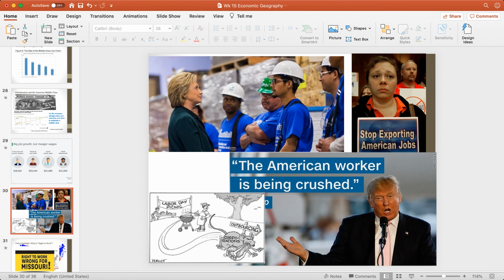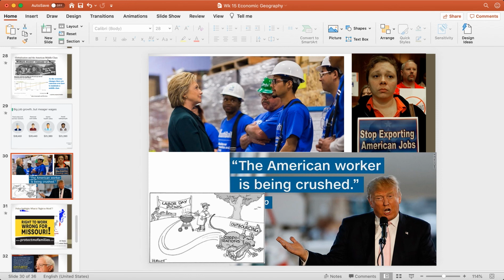So they're saying the American worker is getting hurt. Stop exporting American jobs. Corporations, stop taking our jobs. There was this focus on the middle class in every election, but especially in this election. And how can we help them? What can we do? What policies need to be put in place?